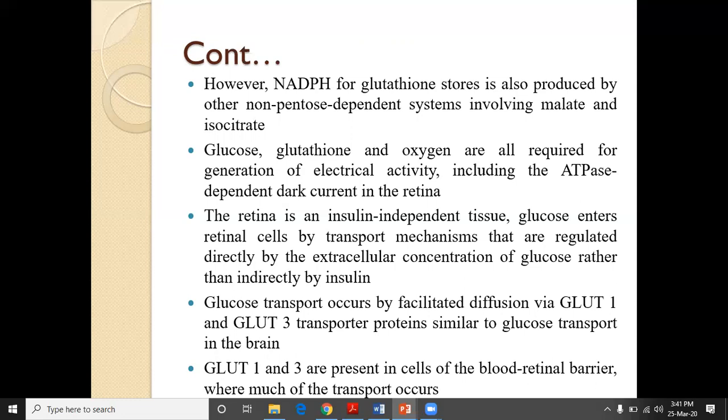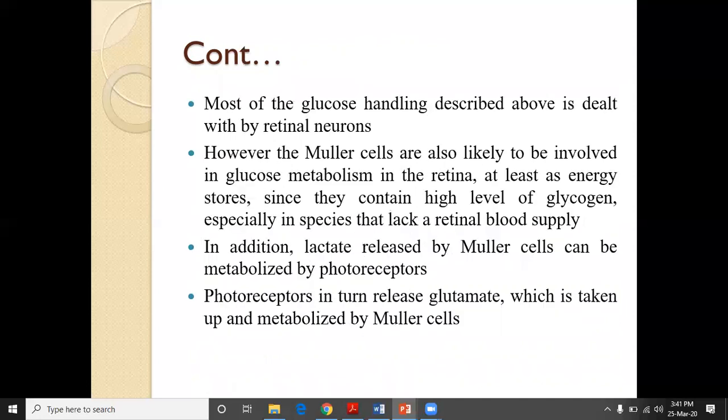GLUT1 and 3 are present in the cells of the blood retinal barrier, where much of the transport occurs. These two proteins are present at the blood retinal barrier. That's the most important part because they only allow the glucose to enter the retinal cells. So they only carry the things and bring them to the cells. So that's why they're present over there.